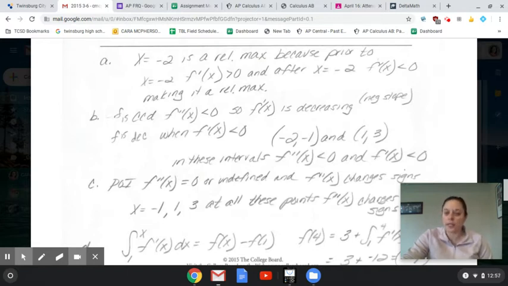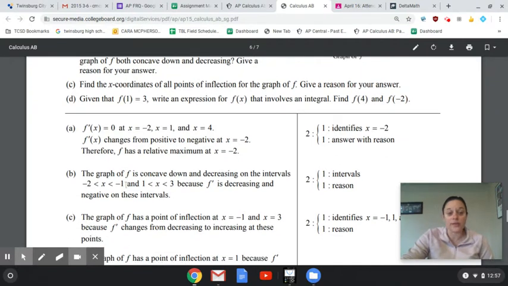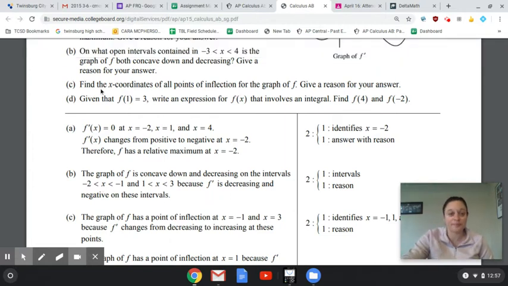They did say open intervals, which means you don't need brackets around any of these. You could leave it as just parentheses. For their scoring, they gave 1 point for the intervals. So if you identified the intervals, they wrote it differently than I did. They used less than notation. And then your reason. Their reason, they said f prime is decreasing and negative. You could say f prime and f double prime are both negative. There's a lot of ways you could say that.